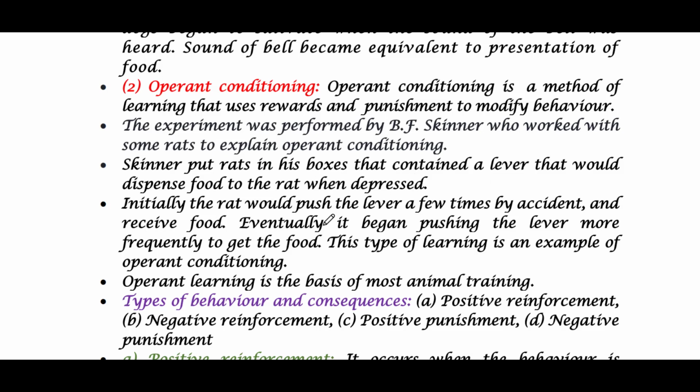Initially, the rat would push the lever a few times by accident and receive food. Eventually, it began pushing the lever more frequently to get the food. This type of learning is an example of operant conditioning. Operant conditioning is the basis of most animal training. And there are different types of behavior and consequences, like positive reinforcement, negative reinforcement, positive punishment, and negative punishment.